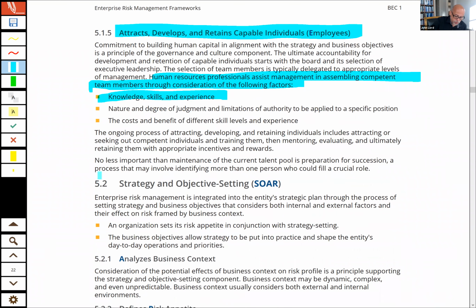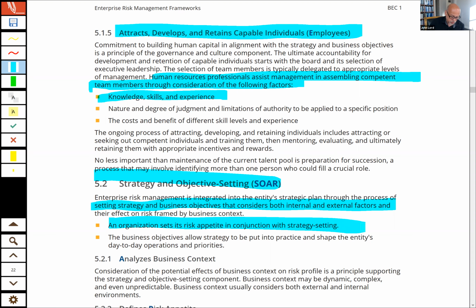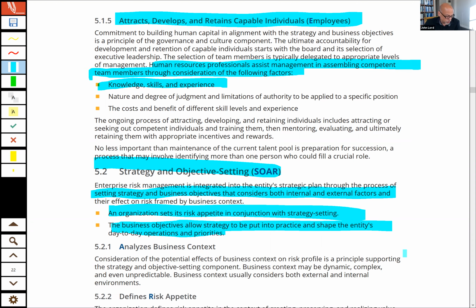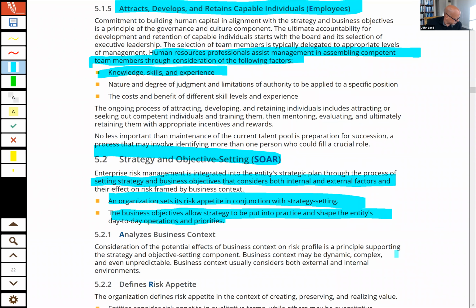Okay, good. Then we move to the next component, strategy and objective setting. And again, sorry, I highlighted the mnemonic because I don't want you to use the mnemonic here because I think it's too cumbersome, but setting strategy and business objectives that consider both internal and external factors. So the organization sets its risk appetite in conjunction with strategy setting. And again, the business objective allows strategy to be put into practice and shape the entities. Again, we're looking at our day-to-day operations.